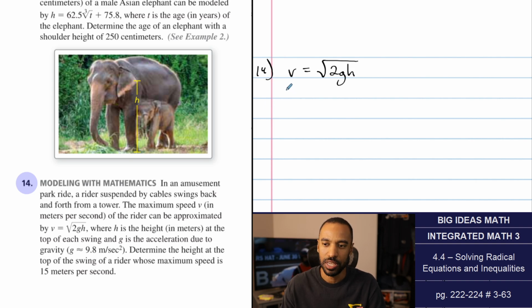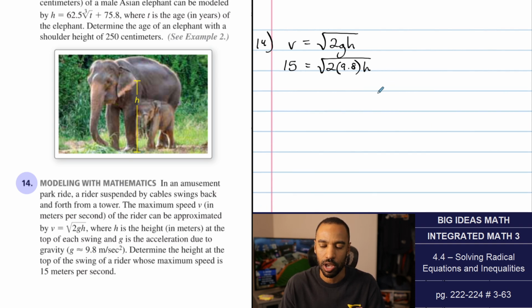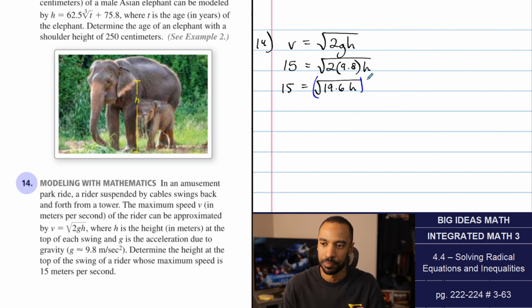Okay, so 15 is going to be v. We know g, acceleration of gravity, meters per squared second, is about 9.8. You're going to use that in physics quite often. And we're going to solve for h, the height of the rider at this moment. They're at 15 right here. So we are going to square both sides, and first I want to multiply these two together to get 19.6h. That's a good start. Now we can square both sides in order to solve for h.